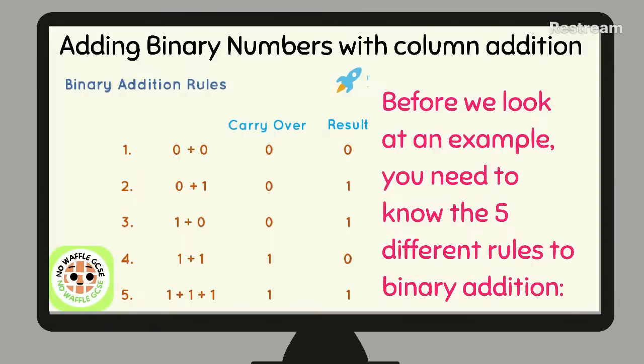Now, adding binary numbers is a key skill. Adding binary numbers you can do with column addition. So hopefully you know the rules of binary addition. 0 plus 0 is 0. 0 plus 1 is 1, carry over 0.